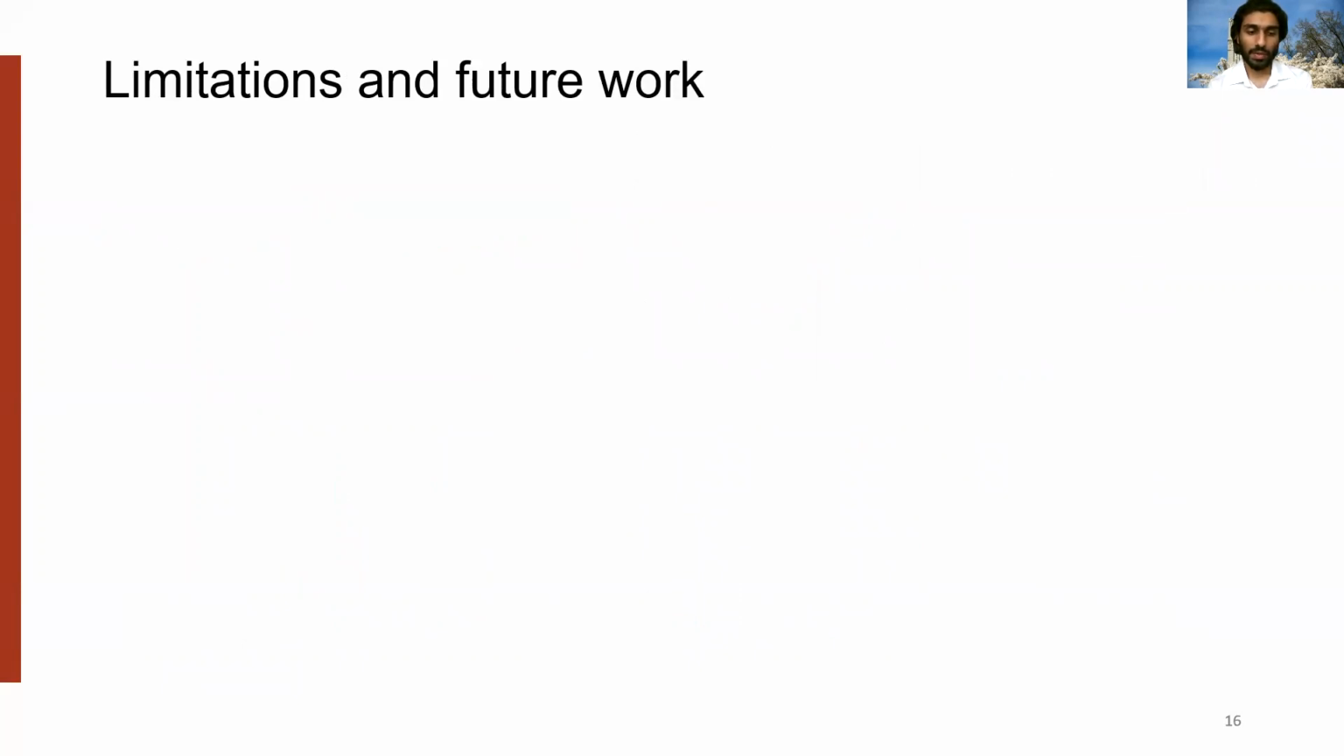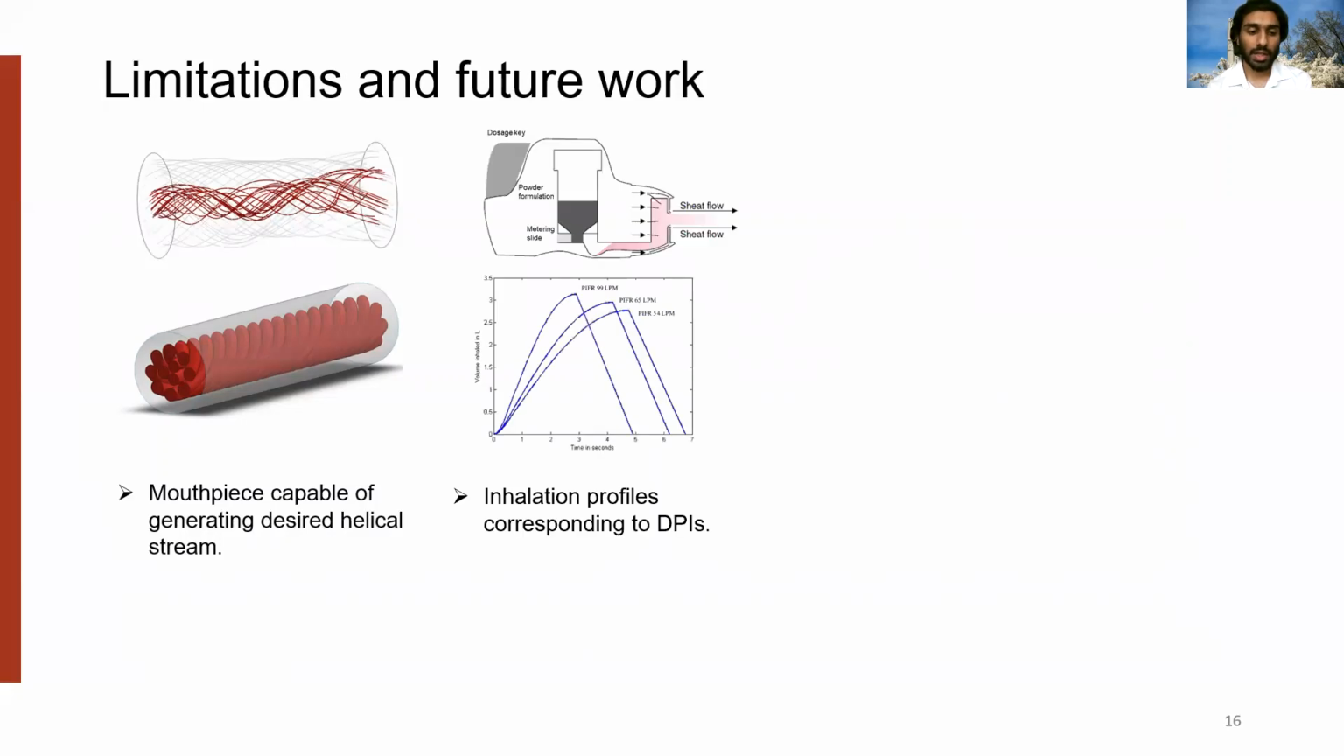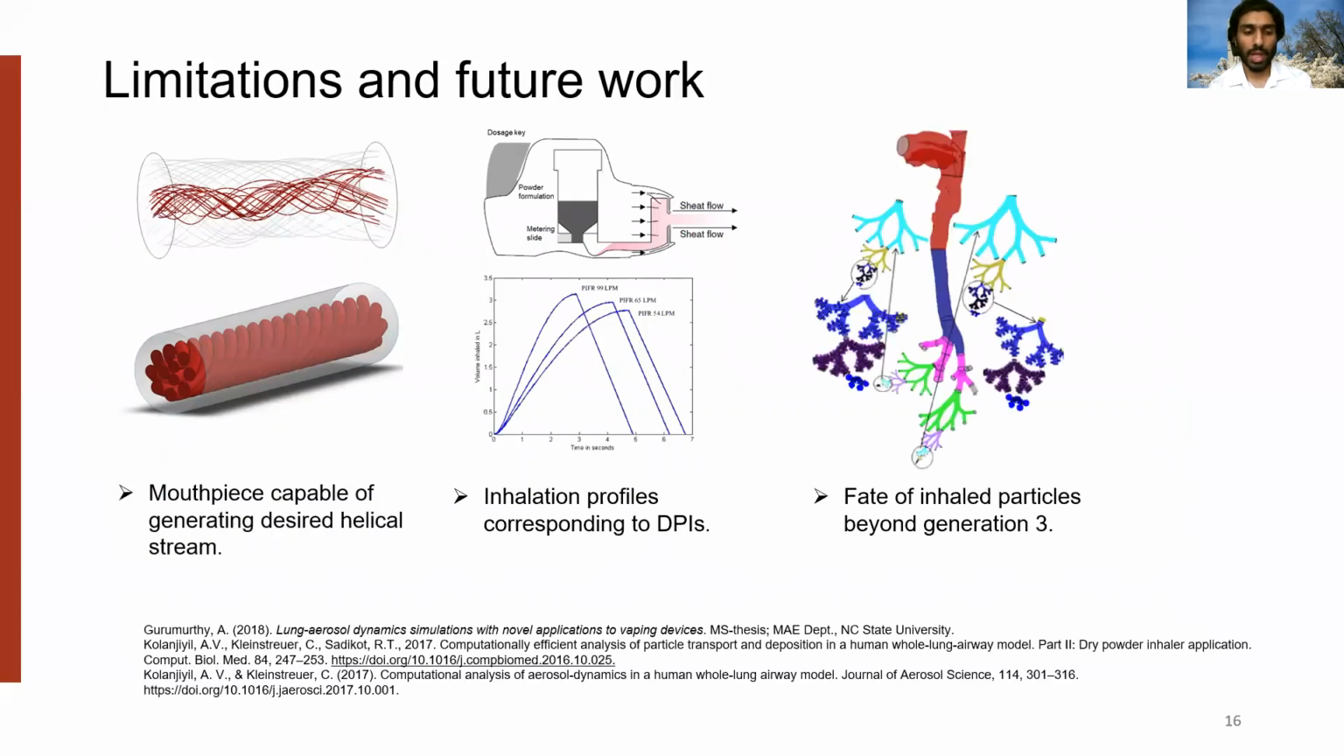Some of the limitations of our study, which will be considered in the future, are as follows. Mouthpiece capable of generating desired helical stream was not considered. However, a prototype generated by mimicking streams of the best S is being analyzed presently. Inhalation profiles correspond to dry powder inhalers, which will be accounted for in the future. The fate of inhaled particles beyond generation 3 was not analyzed here, but will be done in the future considering a whole lung airway model.